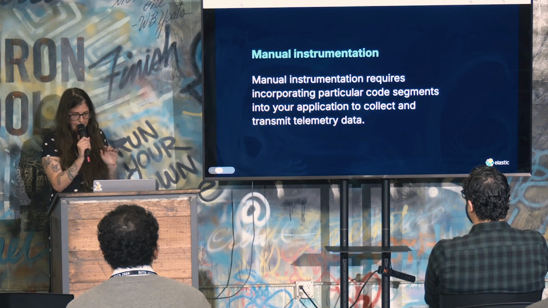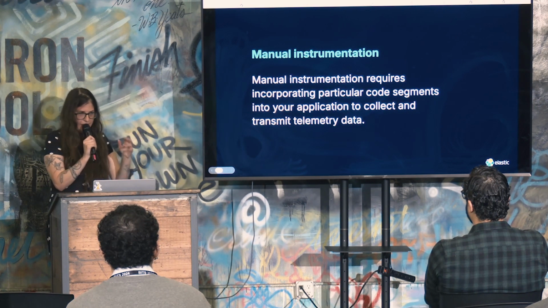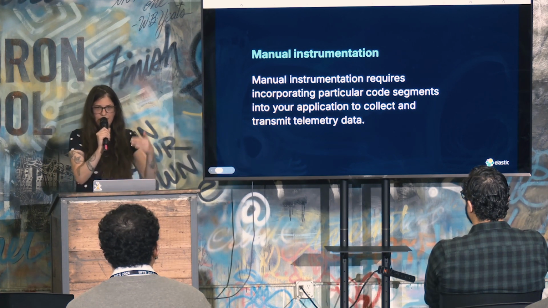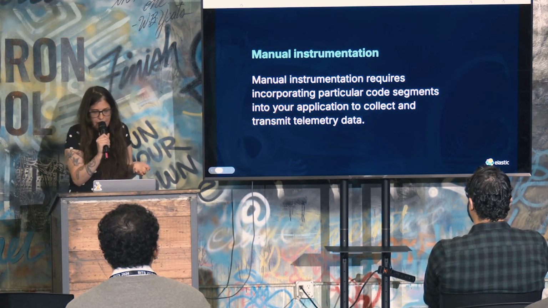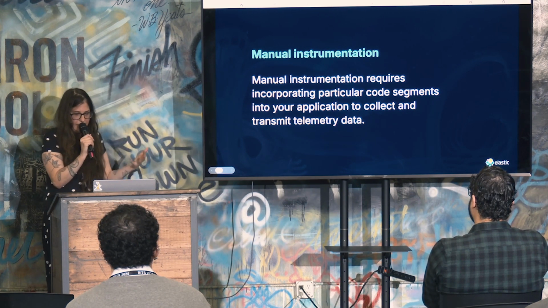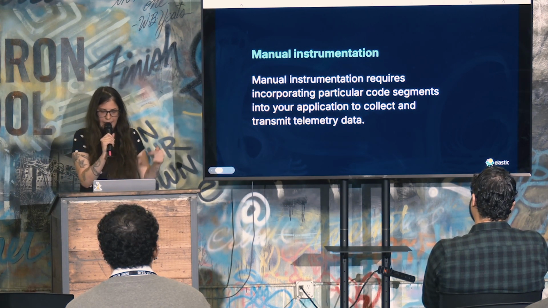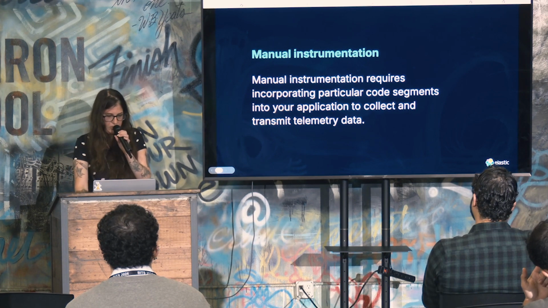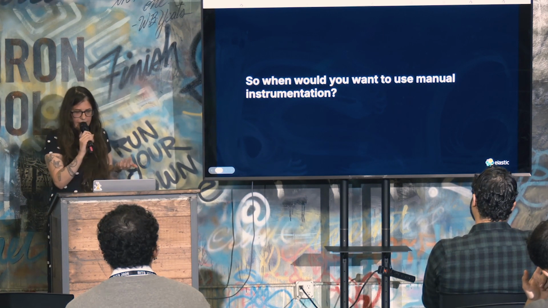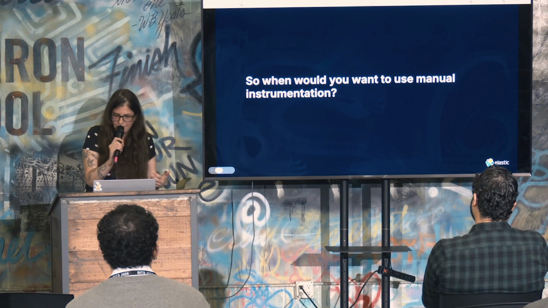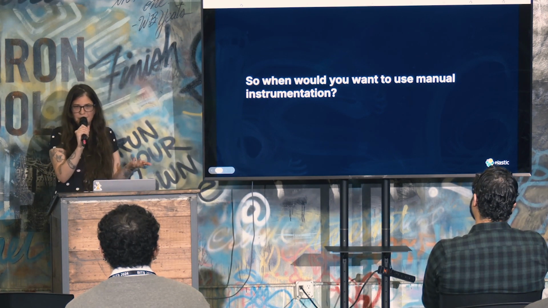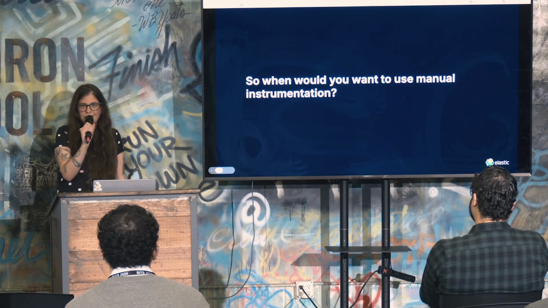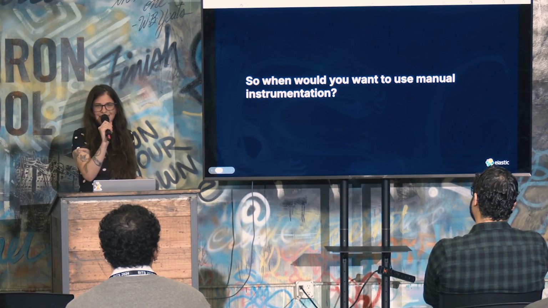Manual instrumentation is sort of the opposite. So instead of saying, like, hey, OpenTelemetry, do all of this for me, manual instrumentation requires incorporating particular code segments into your application to collect and transmit telemetry data. So you might be wondering, when would you want to use manual instrumentation if you could just have the computer do it for you, right? Anybody know why? Any guesses?